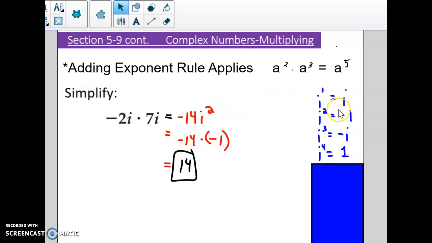I to the second, though, we can never leave it. We have to change it. And because of that, we're going to change it to negative 1. So negative 14 times negative 1 is positive 14. So we start: negative 2 times 7i was the problem. We end up with 14.